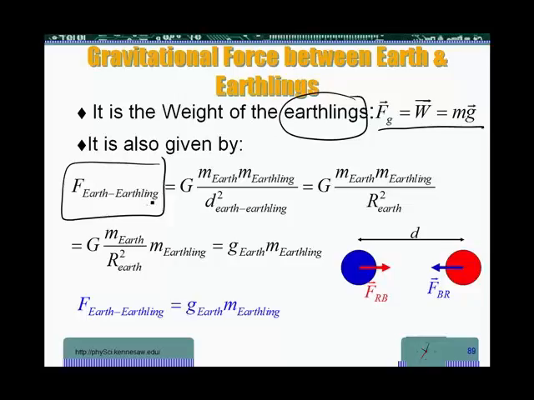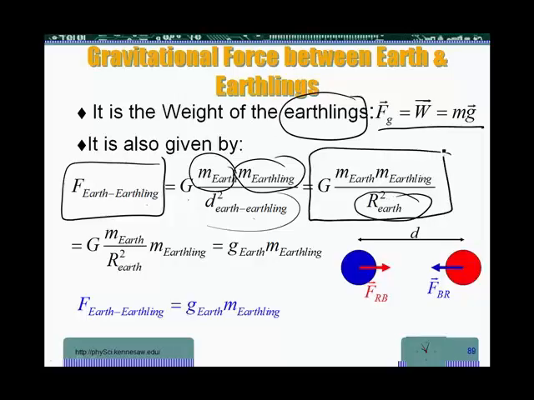The force that the Earth exerts on an Earthling is going to be G, the mass of the Earth, the mass of the Earthling, over the distance separating them squared. And the distance separating them squared is the radius of the Earth squared. So this is what we get. But since it's the same gravitational force as the one we talk about here, that force should be equal to this. And what's this M? It's the mass of the Earthling.